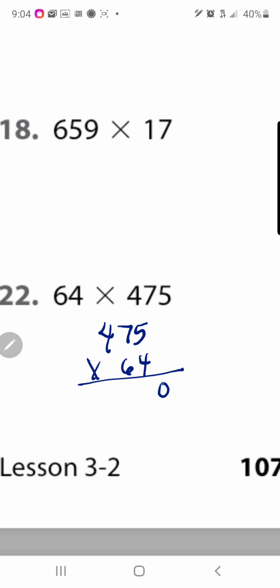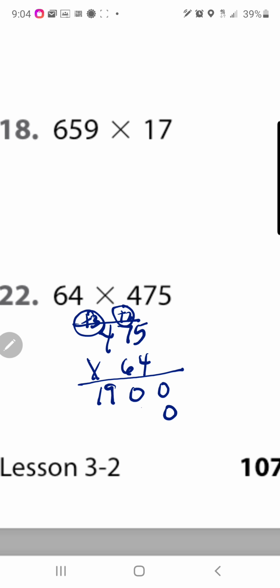4 times 5 is 20. Carry the 2 in the tens place. 4 times 7 is 28. Plus 2 more is 30. Bring down the 0. Carry the 3. 4 times 4 is 16. Plus 3 more is 19. Okay, get rid of those regrouped numbers so you don't use them again. Put your 0 in the ones place first. And then let's multiply by 6 now.